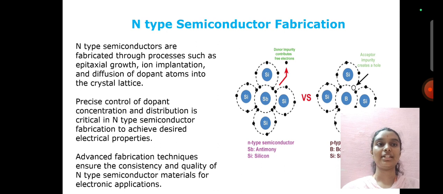The N-type semiconductor fabrication. N-type semiconductors are fabricated through processes such as epitaxial growth, ion implantation, and the diffusion of dopant atoms into the crystal lattice. Precise control of dopant concentration and distribution is critical in N-type semiconductor fabrication to achieve the desired electrical properties. Advanced fabrication techniques ensure the consistency and quality of N-type semiconductor materials for electronic applications.